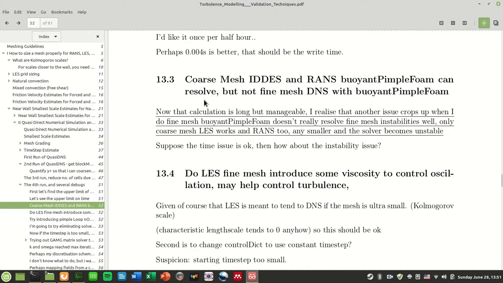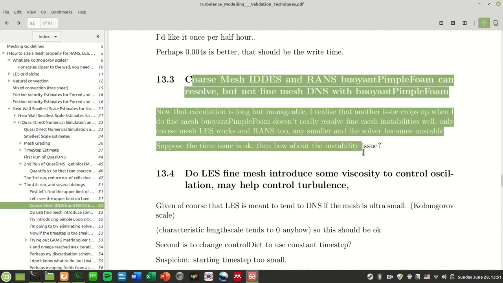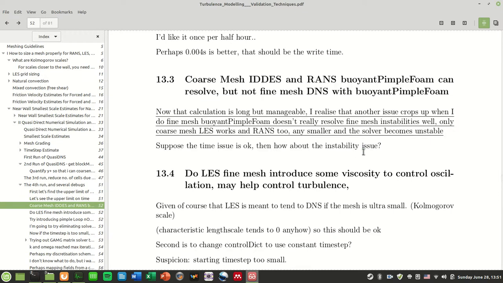So one thing I found out was that this issue crops up: the simulation did not resolve the turbulence well. Only the coarse mesh LES and RANS works. Any smaller, when you reduce the mesh size, it becomes unstable. So I began this debug process of why this instability is happening.